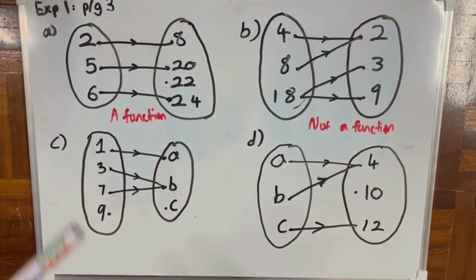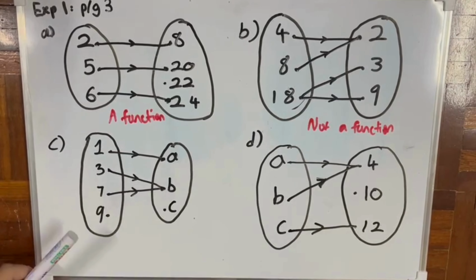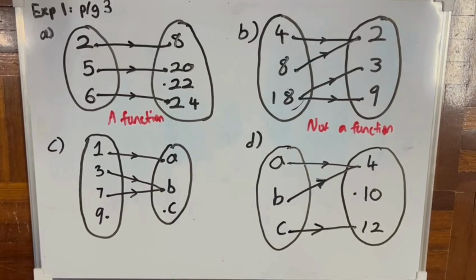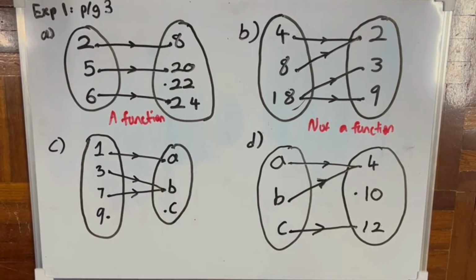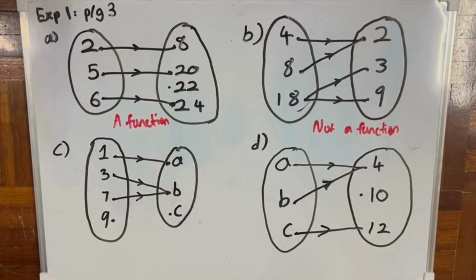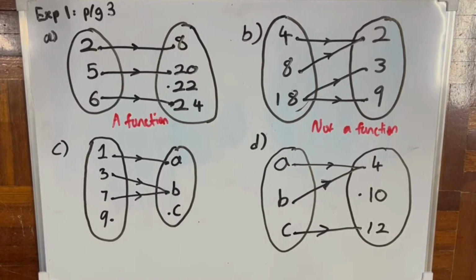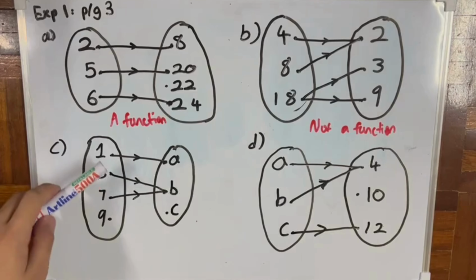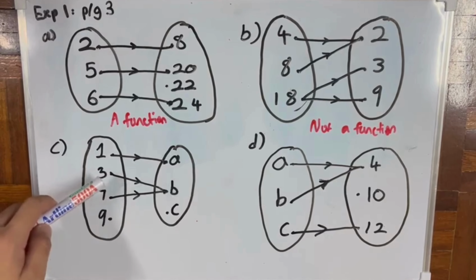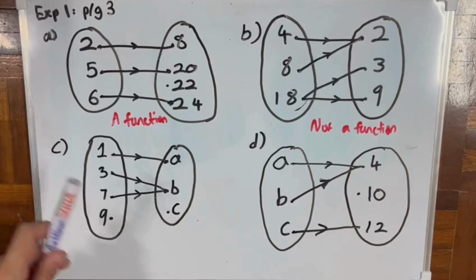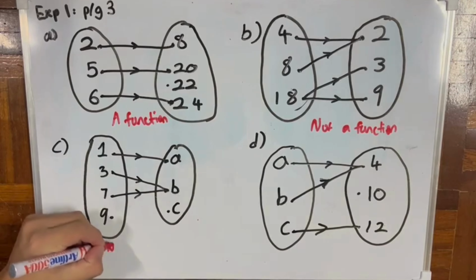Now we move on to C. C is a very special one because an object must have an image, which means if the object is not mapping to any of the images, it is not a function. So, as we can see, 1 is mapping to A, 3 and 7 are mapping to B, but 9 is not mapping to anything. So this is not a function.